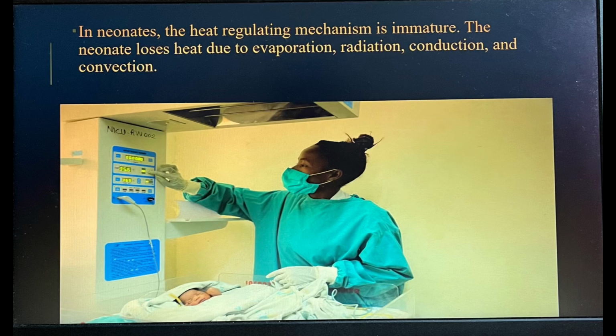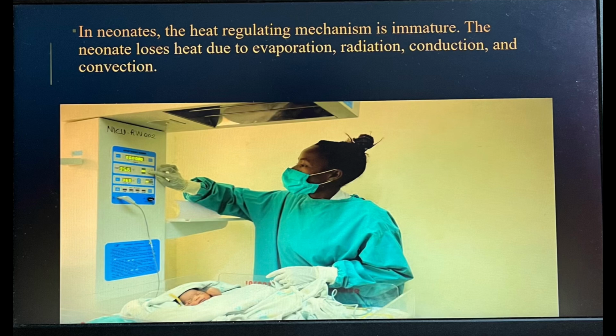There are two modes in the radiant warmer. One is servo mode and another one is manual mode. So what is manual mode? Whenever we are not putting the baby in the radiant warmer, at that time we can keep the warmer in manual mode for heating the cloth or heating the bed or bassinet of the radiant warmer.